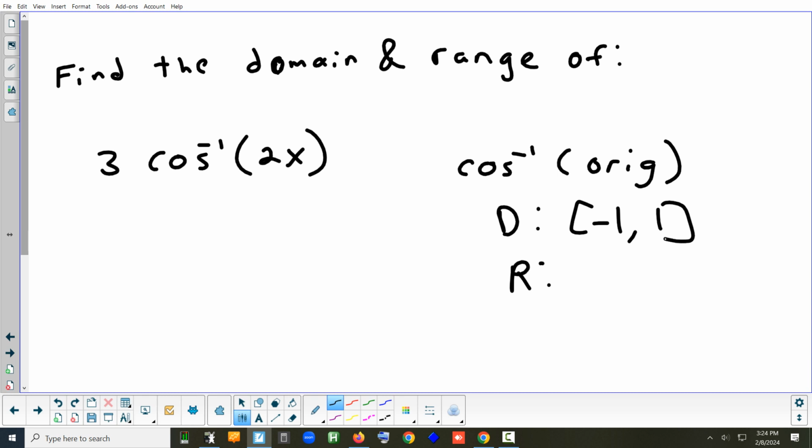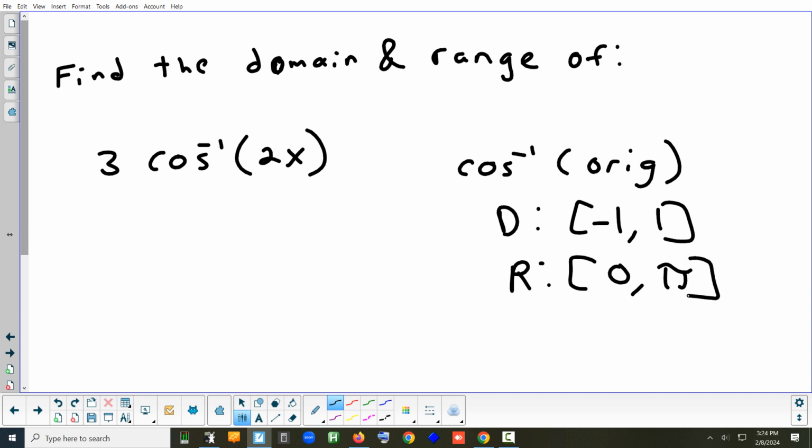So we did negative pi over 2 to pi over 2 for, we actually did that for inverse sine and inverse tangent. There's only one other one we had. Not negative pi to pi. Closer, something with pi. It begins with a z and ends with an arrow. Does anyone remember? 0 to pi. Yeah, 0 to pi. So the range on this is 0 to pi.